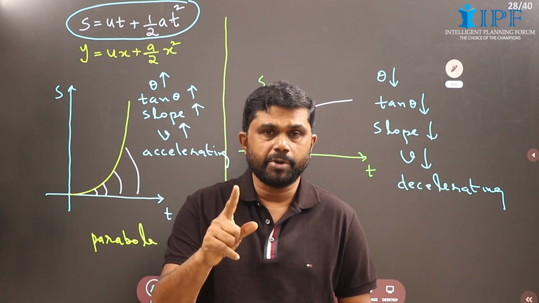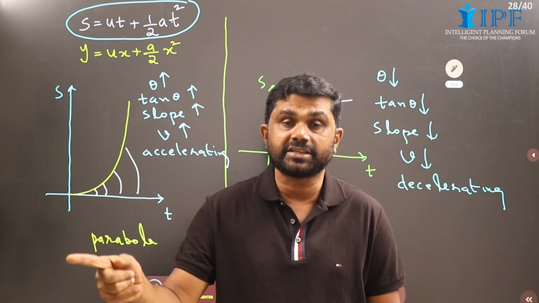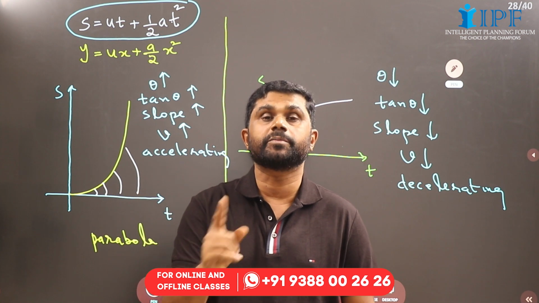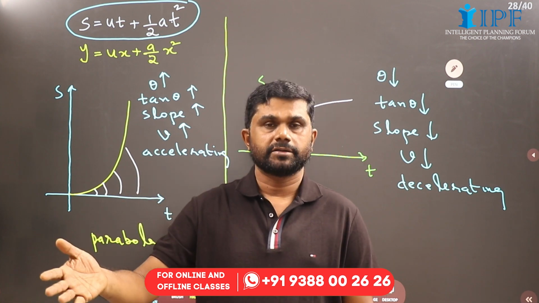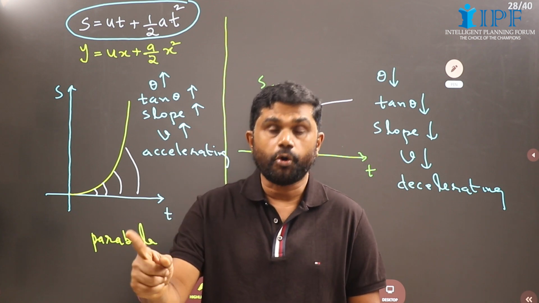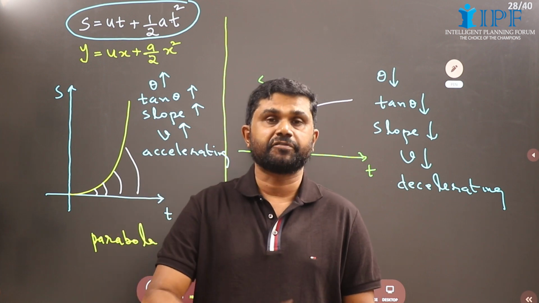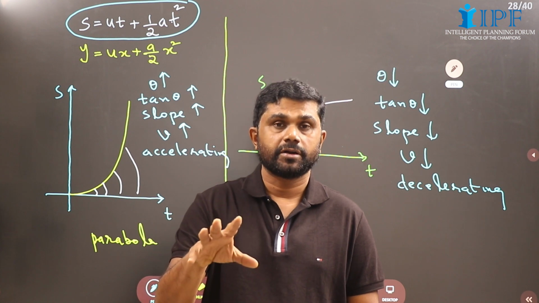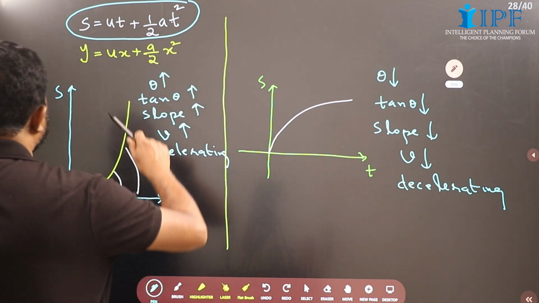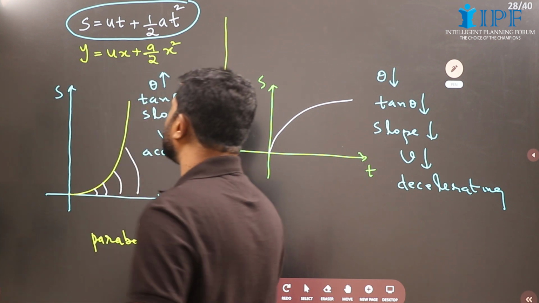See, if the maximum power of either x or y is 1 and the maximum power of the other is 2, meaning if there is y square, the maximum power of x will be only 1. If there is x square, then the maximum power of y will be 1. So if the maximum power of either x or y is 1 and the maximum power of the other variable is 2, then definitely the graph plotted will give you a parabola. Okay, so here, the maximum power of y is only 1, the maximum power of x is 2, so if you plot this graph you will get a parabola.